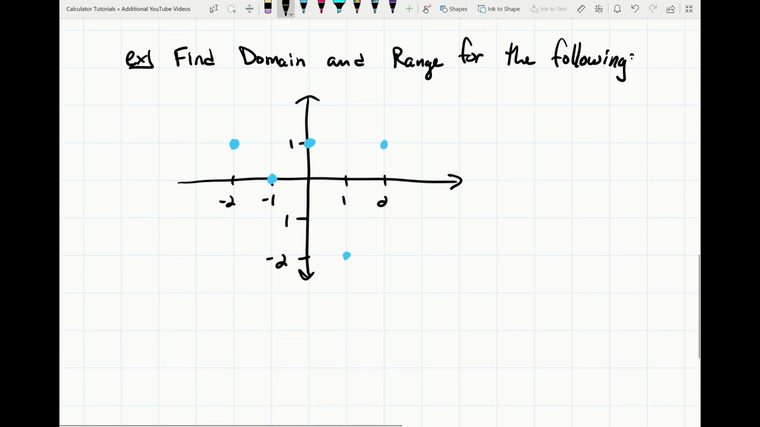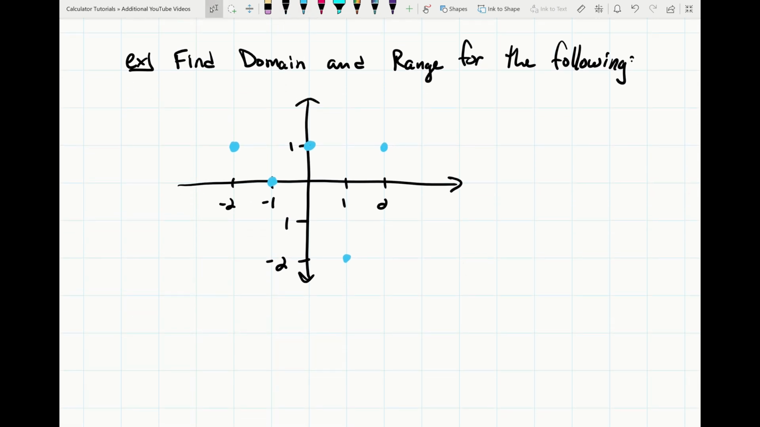So if I have just these ordered pairs here, I can go ahead and list them all. And then from there, I can go ahead and figure out what my domain and range is. So the first thing we're going to do, like I said, is we're going to list them. So we have (-2, 1), (-1, 0), (0, 1), (1, -2), and finally (2, 1).